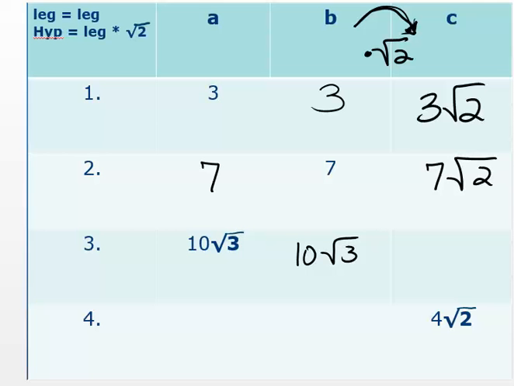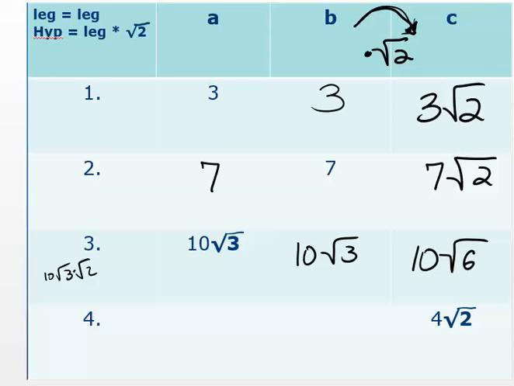To find C, we're actually going to do our 10 rad 3 times rad 2. So I'm just going to go off to the side under the number 3 and do some work. Remember that when we multiply, we multiply the regular number, that coefficient, by the other coefficient, and the part that's underneath the radical, that radicand, by the other radicand. So I'm going to keep my 10 out front. Rad 3 times rad 2 is rad 6, and that does not simplify. So the length of the hypotenuse is 10 rad 6.